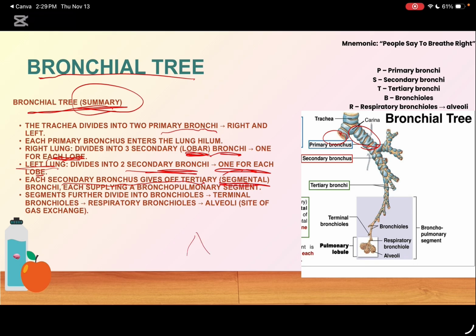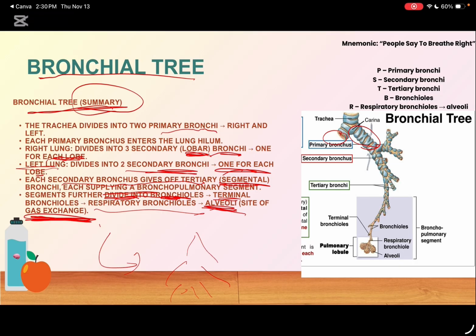It divides into what? Segmental bronchi, and of course they are supplying what? The bronchopulmonary segments. These segments further divide into what? They divide more. They divide first into bronchioles, then into terminal bronchioles, and then into respiratory bronchioles. And eventually from the respiratory bronchioles, you'll be getting alveoli. What is alveoli again? Site of gas exchange.